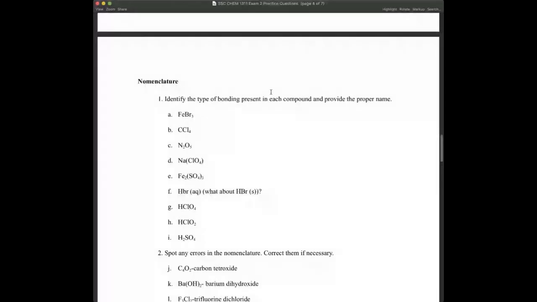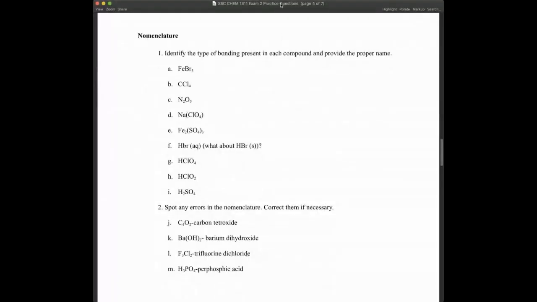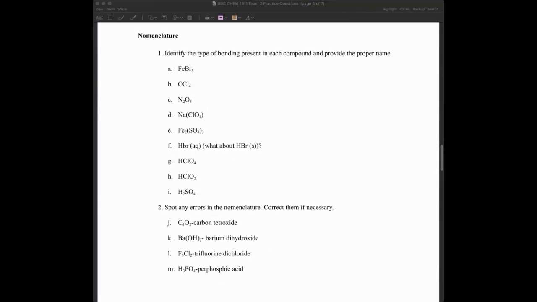Okay, cool. So this is going to be my second half of the practice problem. So we can work on this together. So part 1 asks us to identify the type of bonding present or the type of compound in each compound and provide them with a proper name. Okay, cool. So let's get started.